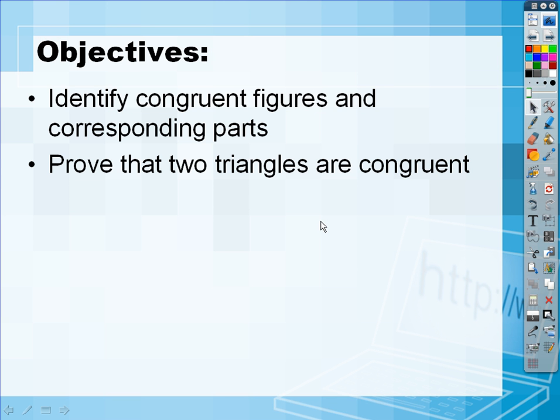Okay, take a closer look at congruence within triangles and congruence between triangles. So our goal here is we want to be able to identify congruent figures, not just something simple like lines, but now figures like triangles, or even something bigger than that, some figures that might be quadrilaterals. And we want to be able to prove that two triangles are congruent.